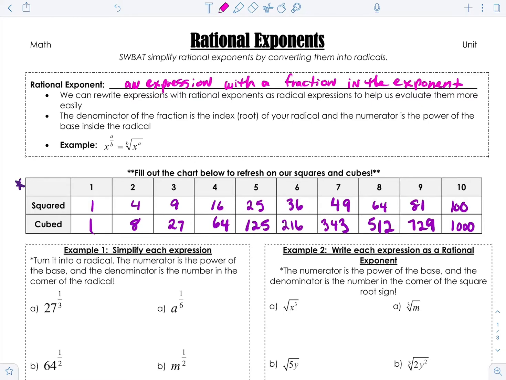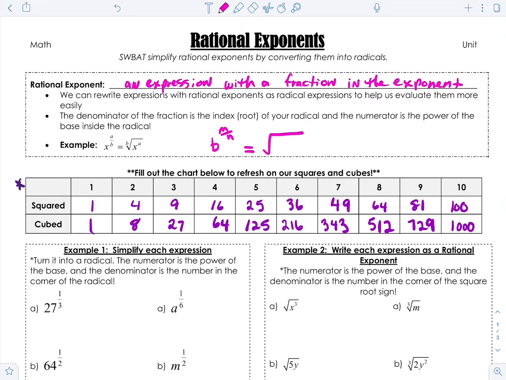We have x to the a over b. A is the exponent inside of this radical, and b is the index, the number that goes in the corner of our radical. I'll give another example. Let's say we have b to the m over n, and we want to write this as a radical.